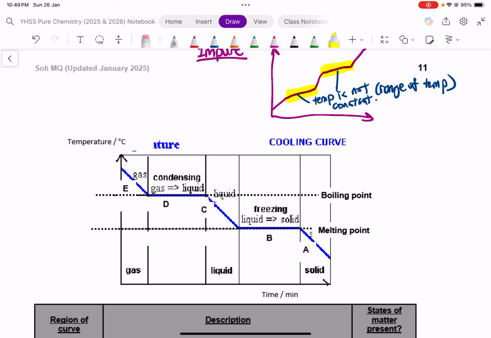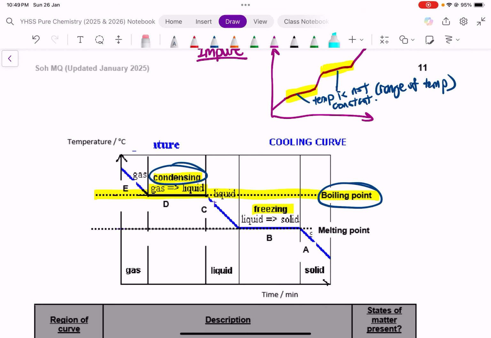Where you start with the gas, then you have condensation, then freezing. Now, importantly, condensation is from gas to liquid, and this occurs at the boiling point. Boiling point is where condensation happens. It is also where boiling happens.